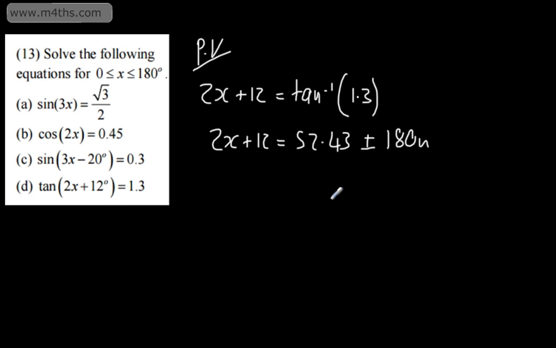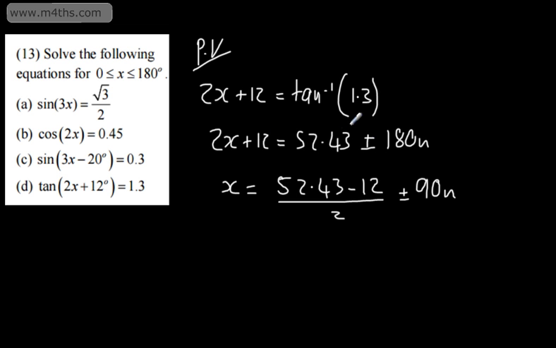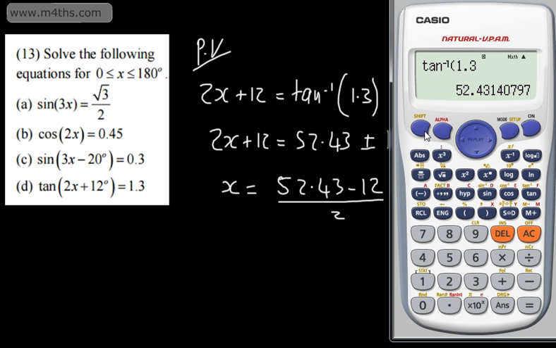Right, so what I can do at this stage is simply say now that x is going to be 52.43 minus the 12 divided by 2 plus or minus multiples of 90 degrees. I've subtracted the 12 and then I've divided both sides of the equation by 2. If you want, you can store this in Shift Store A, just in case you make an error. It's no biggie if you do.